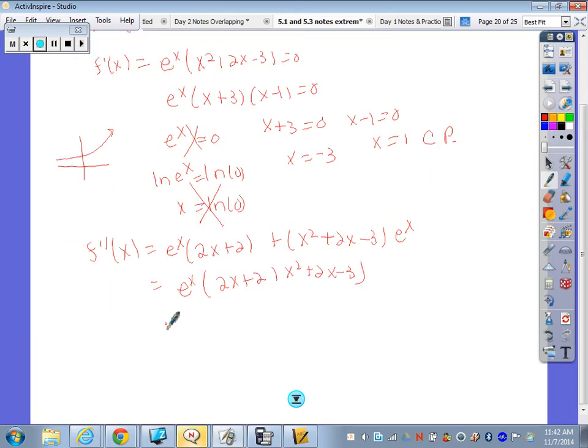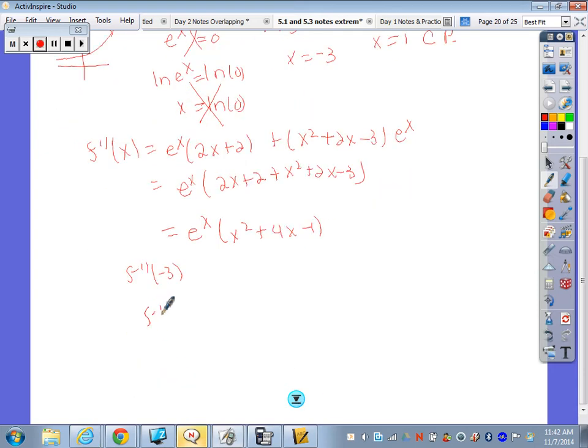And combining your like terms before you plug it in might just make it a little bit easier. So I'm going to get x squared plus 4x minus 1. Now I'm going to plug in my two values, negative 3 and 1, and I'm just trying to figure out the signs. So e to the negative 3, and then I get negative 3 squared plus 4 times negative 3 minus 1.